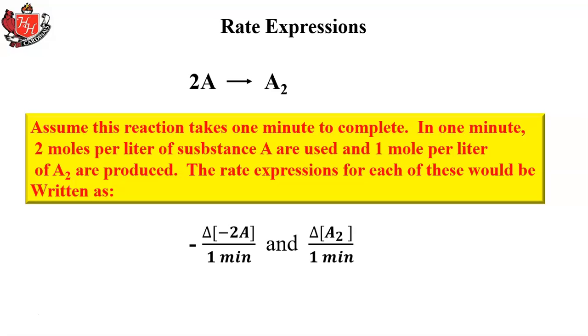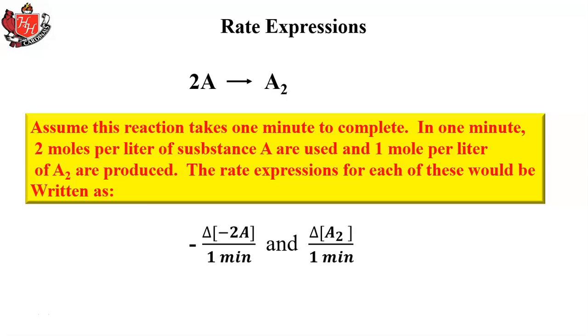In 1 minute, 2 moles per liter of substance A are used, and 1 mole per liter of A2 is produced. So think about this. The amount of the reactants has to be used up in exactly the same amount of time as the amount of the products is produced. In this example, we're saying that that's going to be 1 minute. So the rate expression for these would be written as follows. A change in negative 2A is going to happen per 1 minute, and a change in A2 is going to happen per 1 minute.